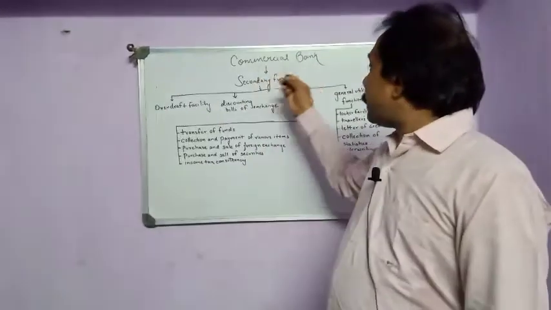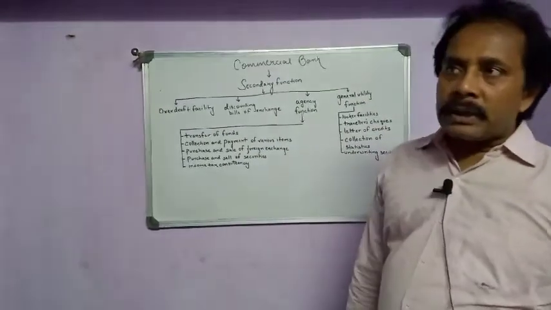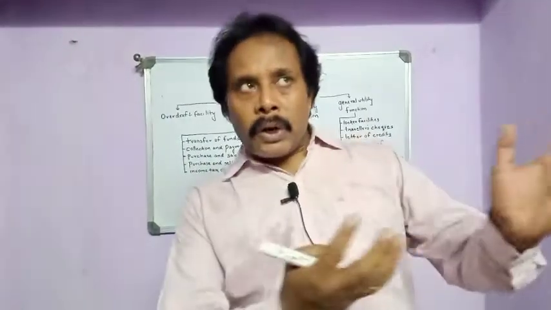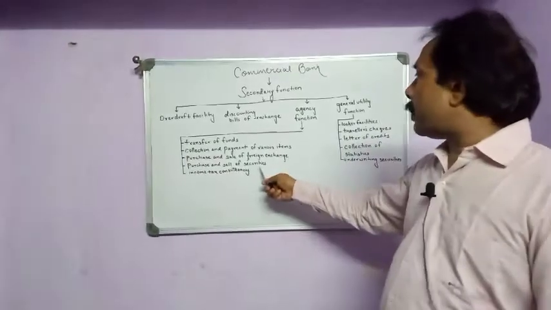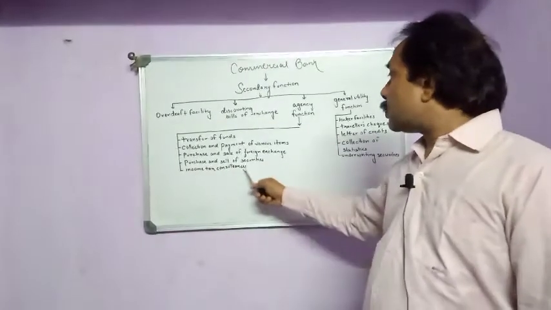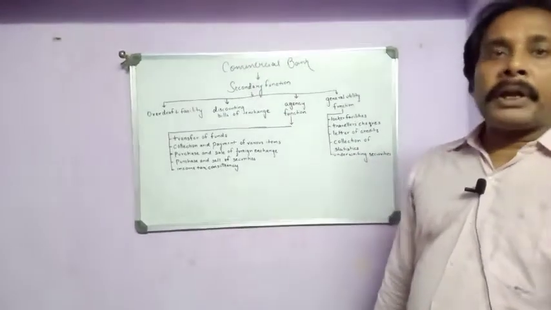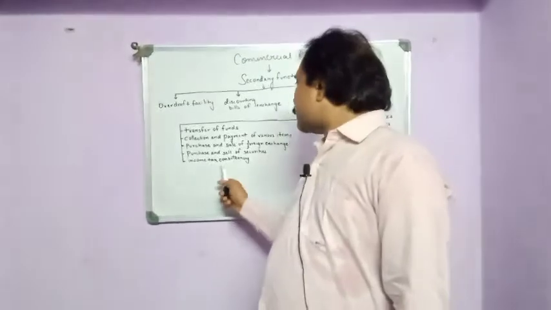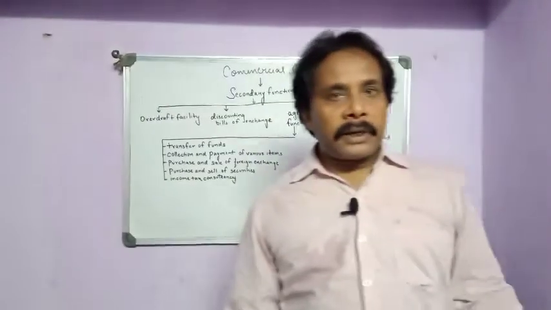So a commercial bank also has the right to purchase some shares. Sometimes it also invests its capital to earn more money, and that's why it is called purchase and sale of securities. So here securities means either shares, bonds, debentures, etc. Now income tax consultancy. It also works as an income tax consultant.